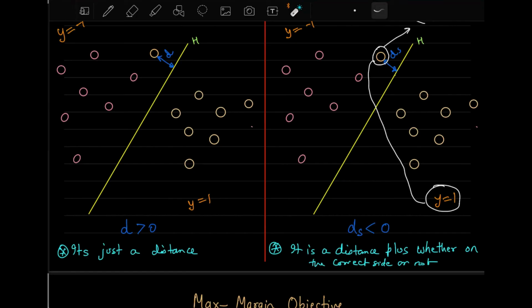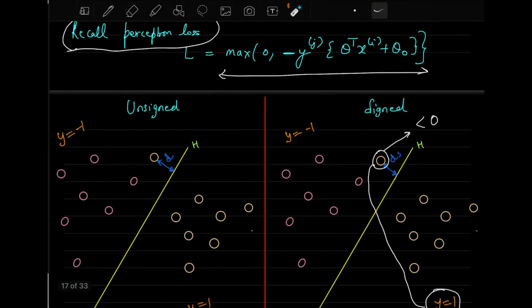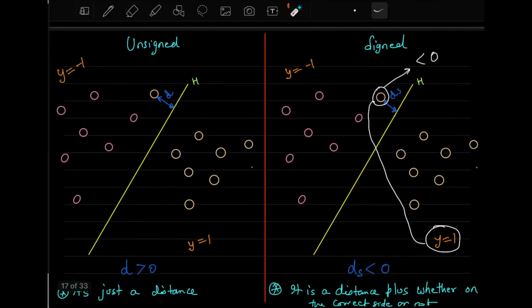So what happens now is your signed distance is actually helping you to get two answers. First of all, it calculates the distance for you, plus it also helps us in deciding whether the point is on the correct side or not. So it has two advantages here: calculating the distance, as well as indicating that this point is not correctly classified. Whereas in this situation it's not like that. So any questions here regarding this thing?